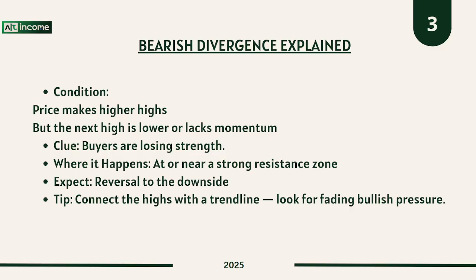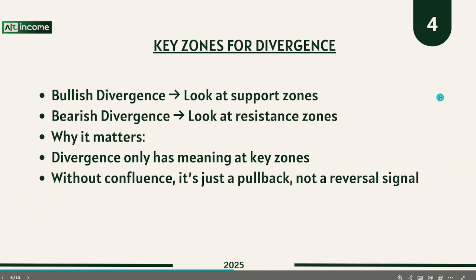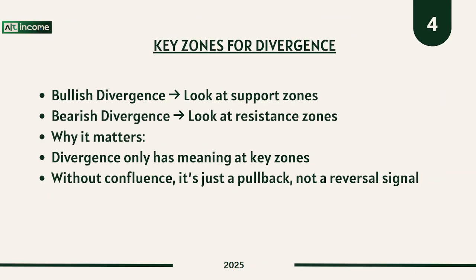Okay, other videos have explained to you how to identify resistance and support levels. So now what's the expectation? We are expecting price to move to the downward side. Okay, tips: connect the highs with a trend line, look for fading bullish pressure. I'm going to show you examples of all of those things in the next video, but we need to get this information right. Now, key zones for divergence.